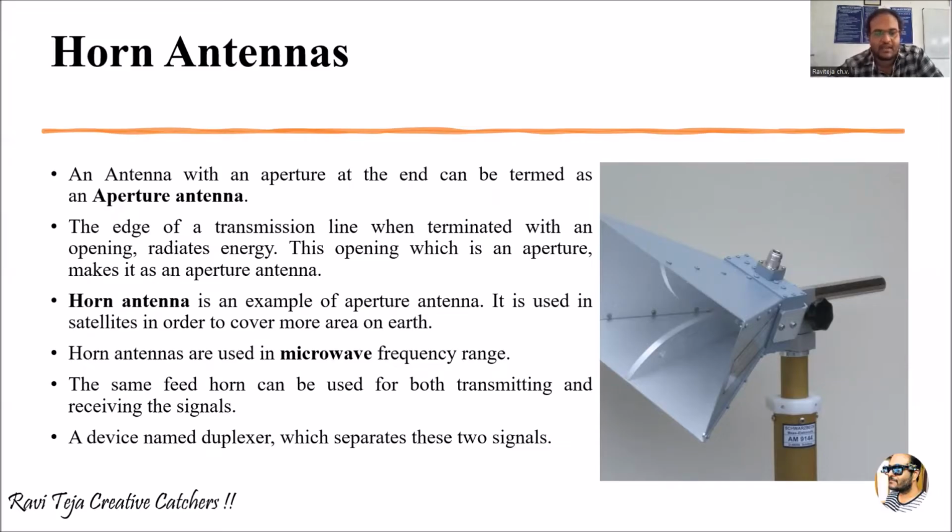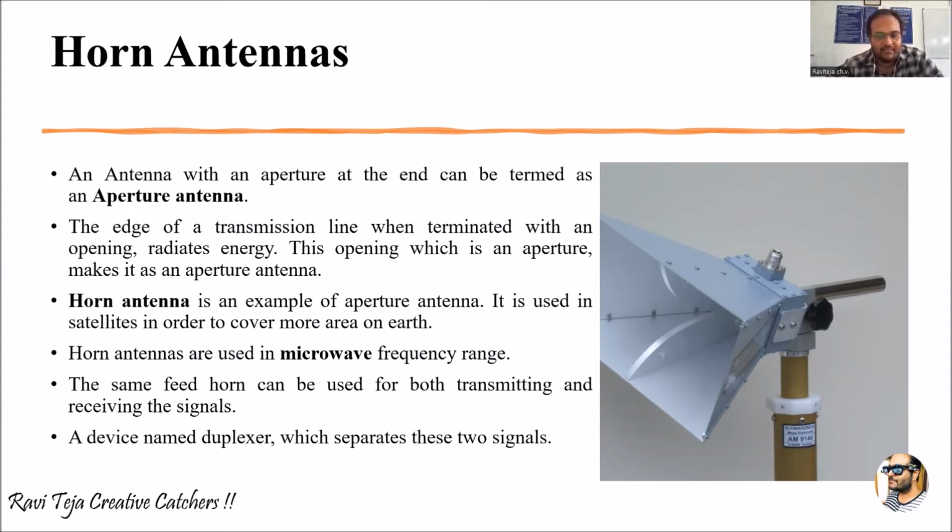It is used in satellites in order to cover more area on the earth. As you see from the mechanical construction of this antenna, as it has a longer aperture, it can cover more area on the earth. These horn antennas are used in the microwave frequency range. As we all know, signals with some gigahertz of frequency are called microwaves, and these antennas mostly use frequencies of gigahertz, which are again microwaves.